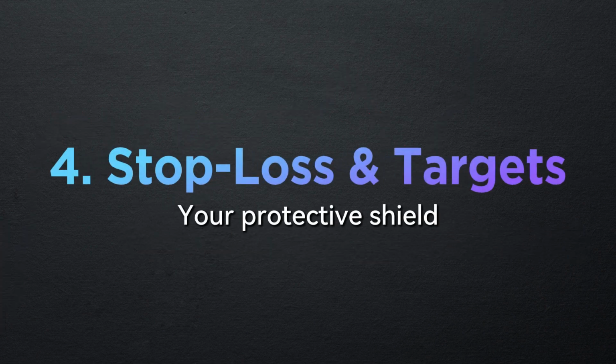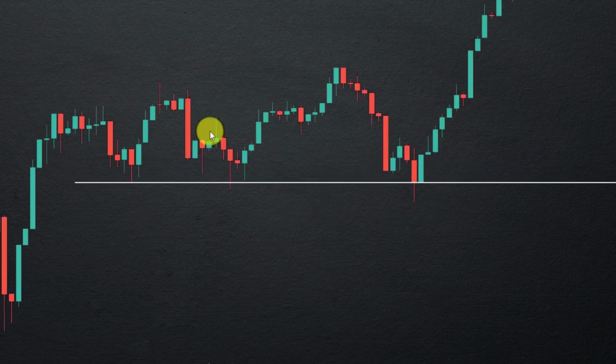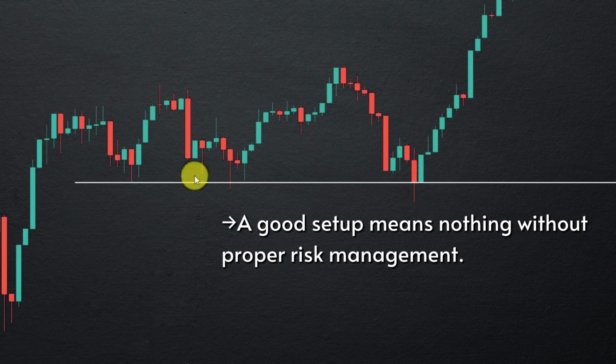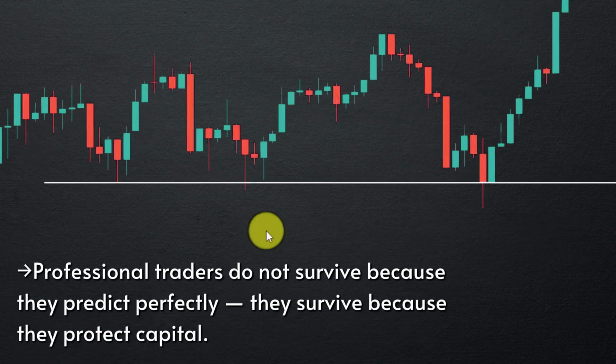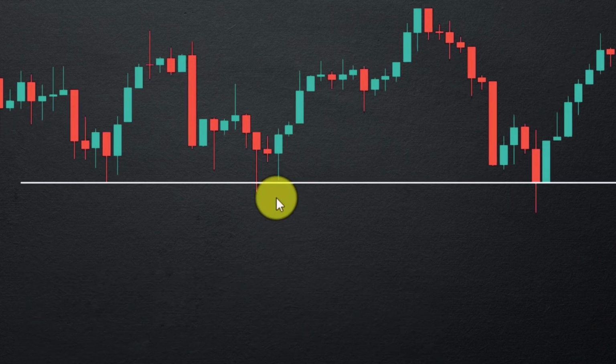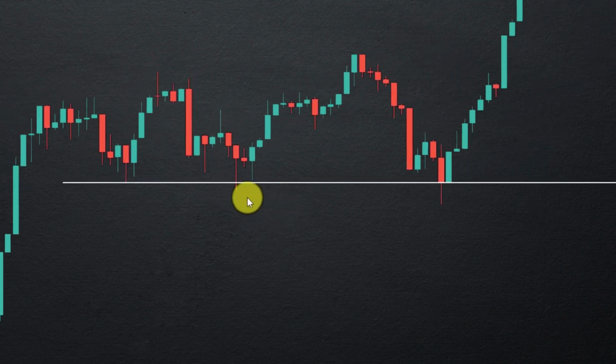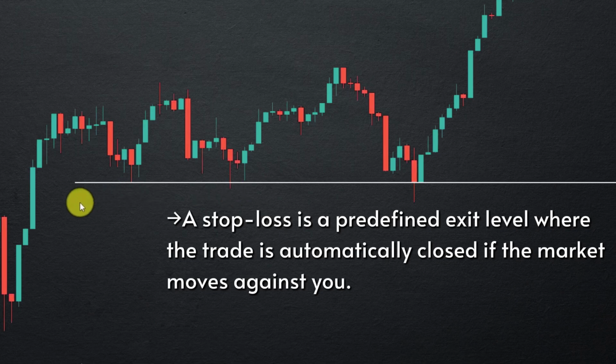Which brings us to Section 4, stop loss and targets. Listen, trading is purely a game of probabilities, not certainties. Some signals will fail, for sure, so having a protective shield in place is completely mandatory. Here is the golden rule that the pros use. Never, ever risk more than 1 to 2% of your total account capital on a single trade.